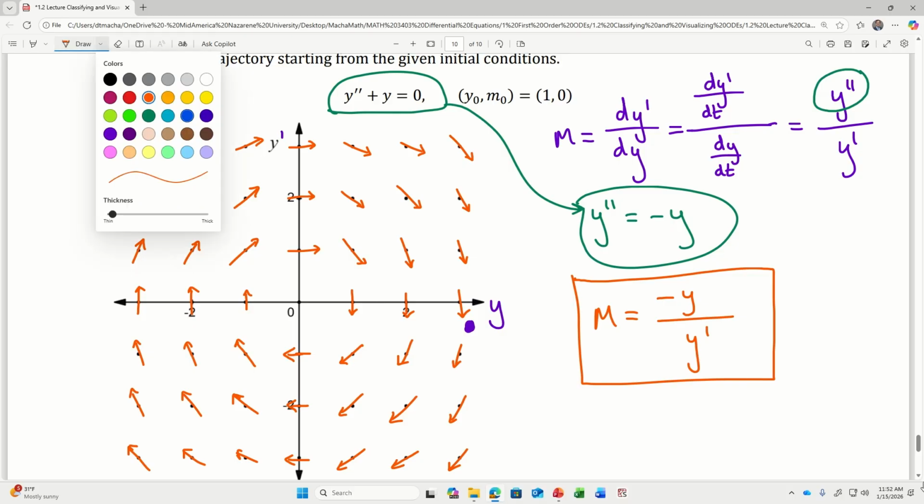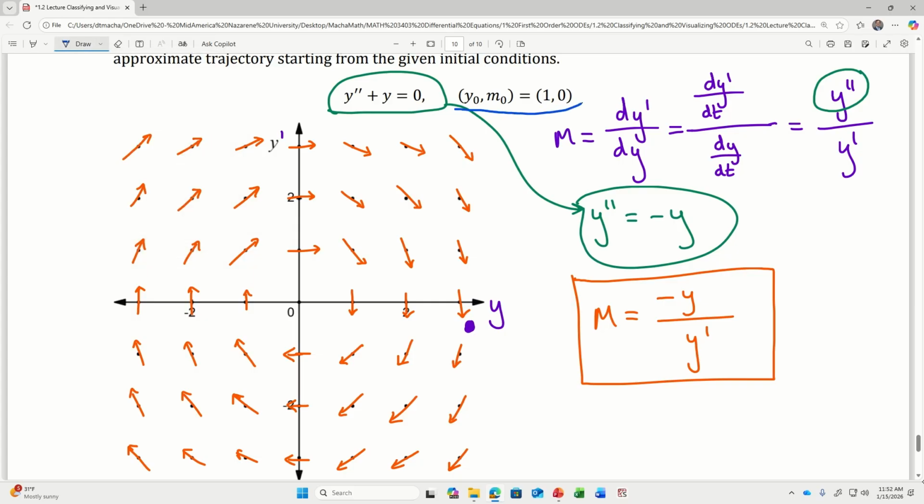So, given these initial conditions, and I like to use m with a subscript 0 as the initial value of y prime. I'll try to keep that convention the same throughout the rest of the semester. So where you see y naught comma m naught, I'm talking about having a 1 for my initial y value and a 0 for my initial y prime value. And so this is my initial condition.